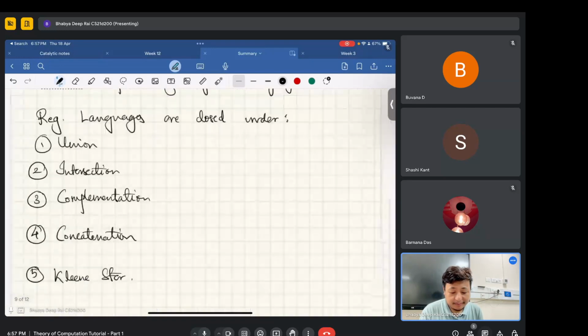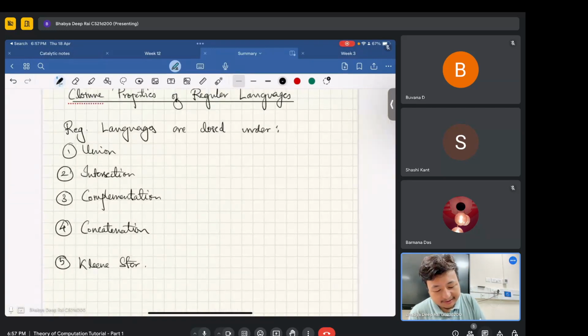Now, closure properties. Regular languages are closed under union. And how do you do this? You do this using subset construction, the way you did for NFAs. You basically do 2 to the power Q many subsets.